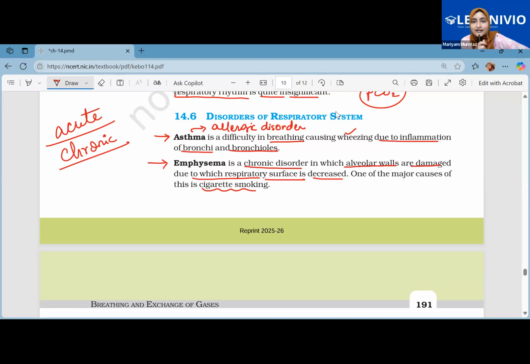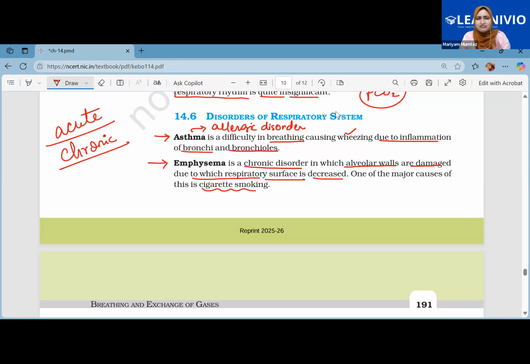Gutka. No, gutka is chewed. That is different. That is tobacco in the chewing form. Cigarettes are tobacco in the smoking form. Getting my point? You will study this in class 12. So gutka and stuff like that is chewed and causes mouth cancer. That's a different thing. It will not cause any respiratory disorder. It will cause a different disorder. But when I'm talking about smoking, you're inhaling it and that's going into your lungs.